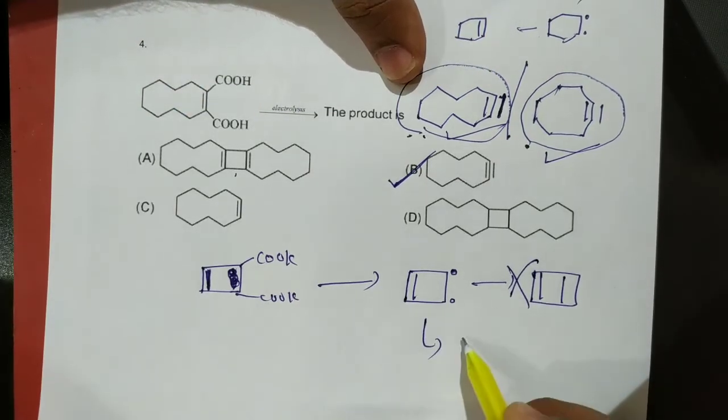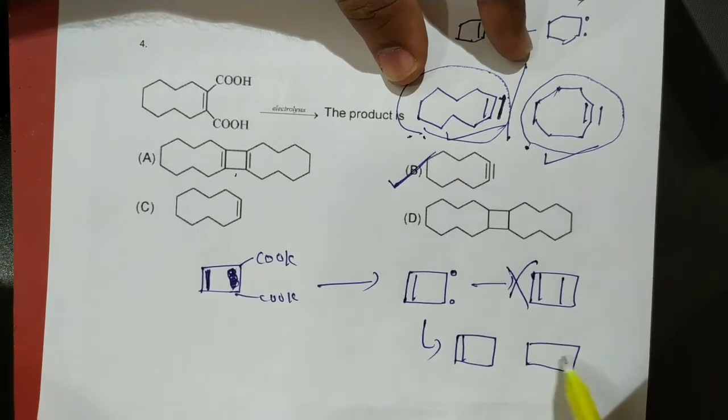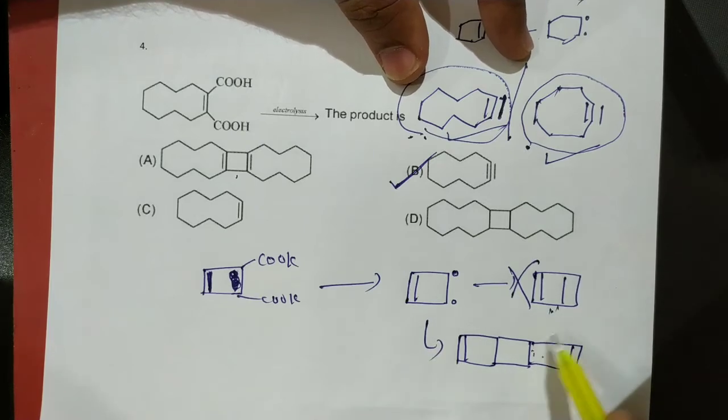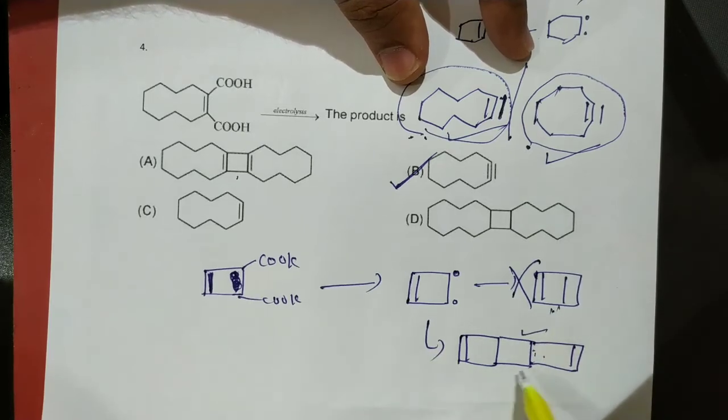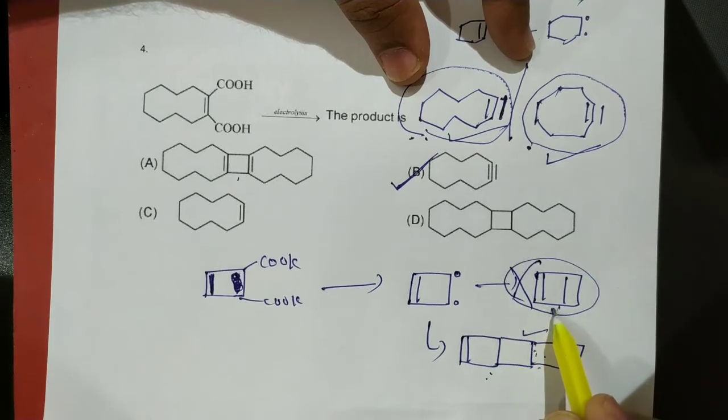Because this one combines with another diradical, here we will get this product. Now between these two, which is the more stable compound? This is the more stable compound. Why? Because it is not an anti-aromatic compound, whereas this one is anti-aromatic. This one is the least stable, so it is not formed as a major product.